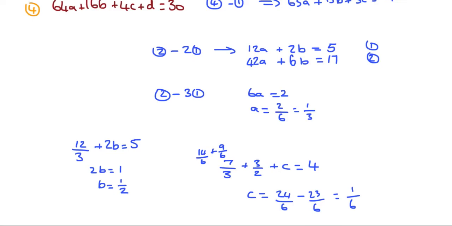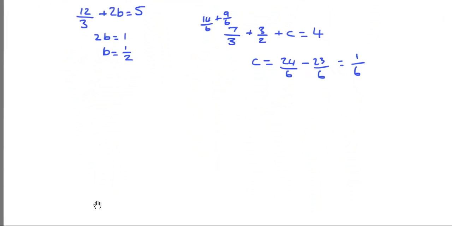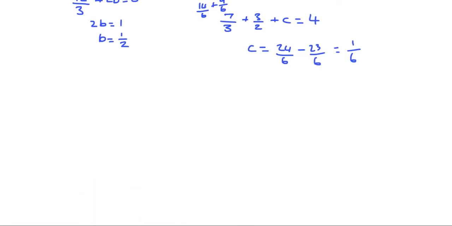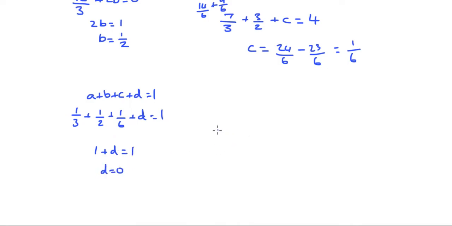And then the last step we need to do is find D. We had that A plus B plus C plus D was equal to 1. So we've got a third plus a half plus a sixth plus D is equal to 1. If you add these together, we actually get 1. So D is 0.